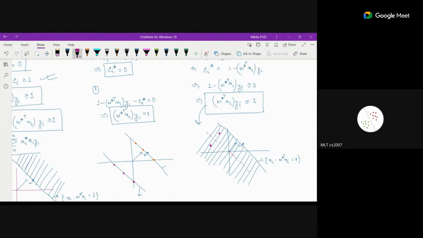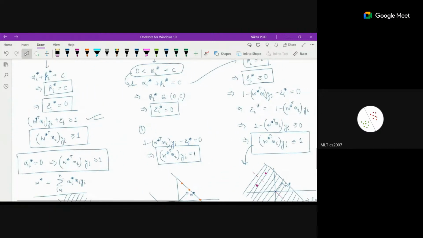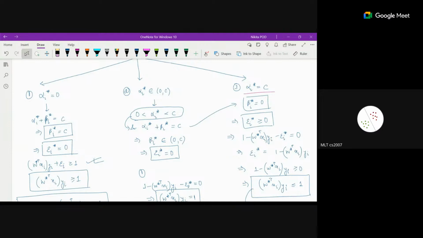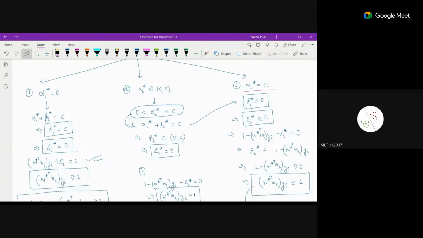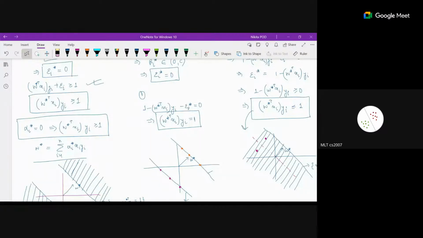So from these three cases, from alpha is equal to 0 and all these three cases, what we can conclude is the most important points for our W star are those points which are either incorrectly classified, so the points which are over here, or the points which are classified correctly, but not with enough margin. Okay, so this is what we get.